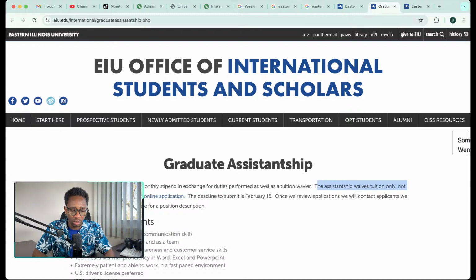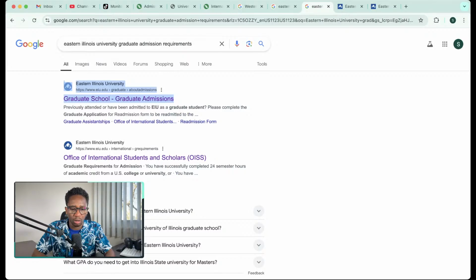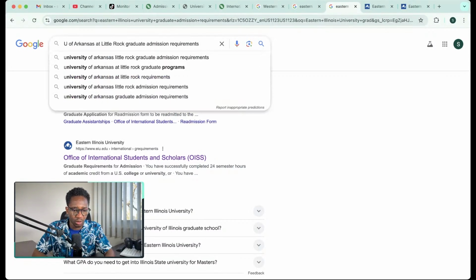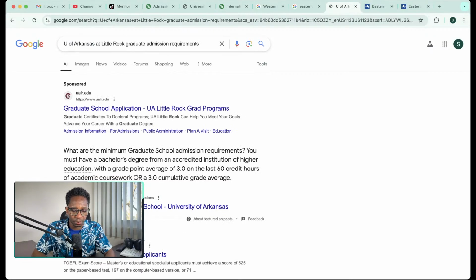What else can we look at? There are a lot of schools that allow you to have a lower GPA, like a GPA below 3.0. Let's look at the University of Arkansas. Okay, let me close this. Let me paste it here. Okay, let me use this one and see.